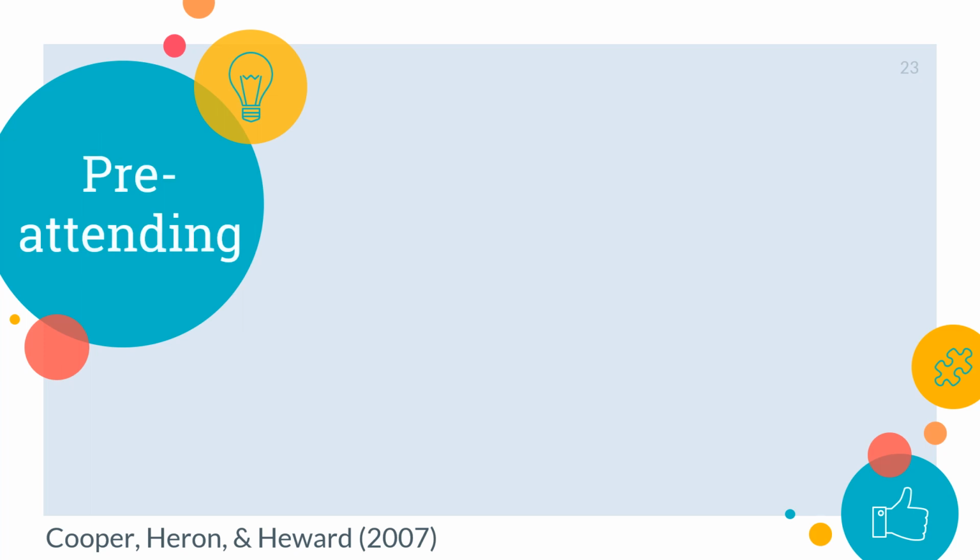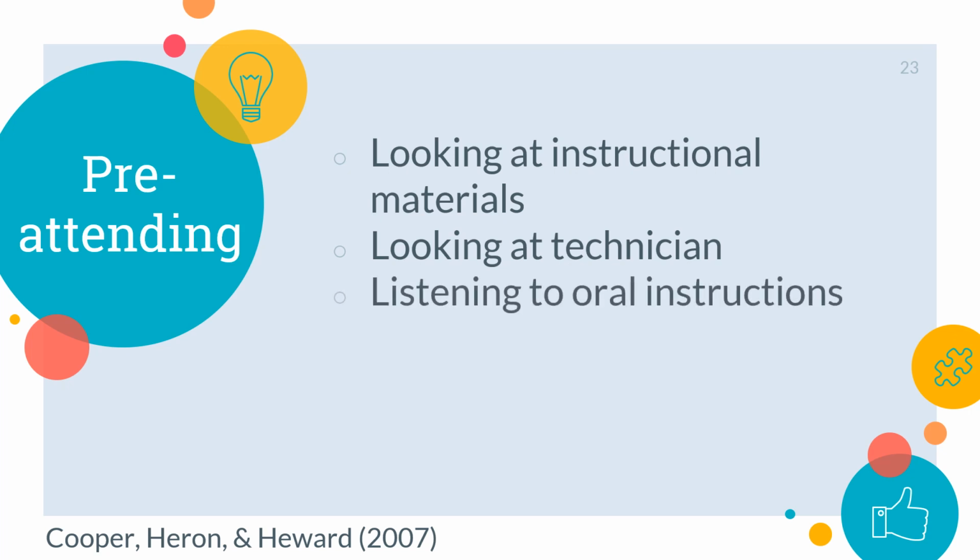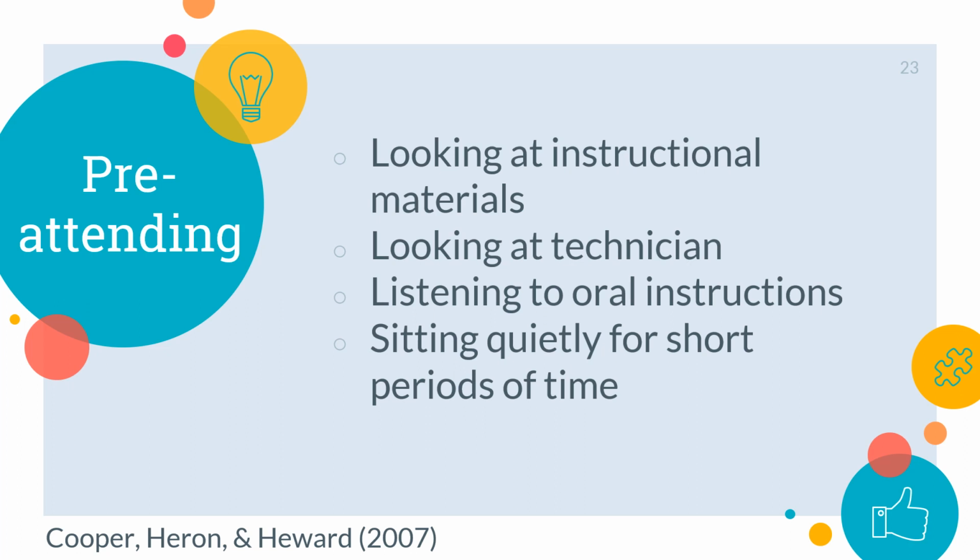Some pre-attending skills that the child should have prior to working on stimulus control procedures would include looking at instructional materials, as well as scanning the array, looking at the technician, listening to oral instructions, as well as sitting quietly for short periods of time. These are skills that should be taught prior to implementing stimulus control procedures.